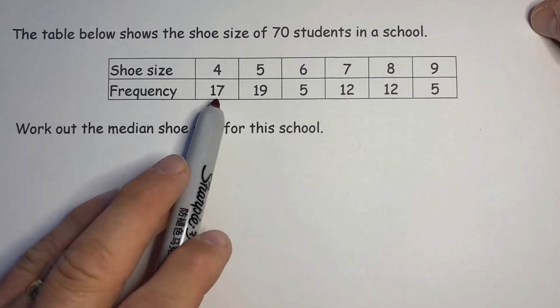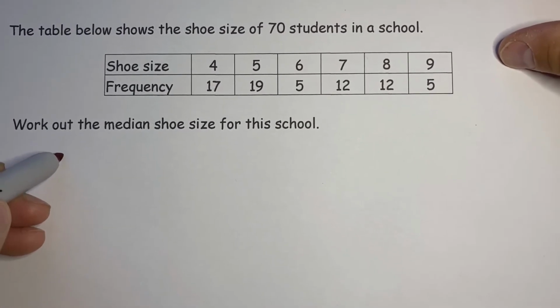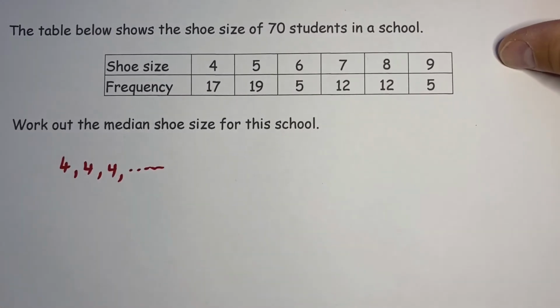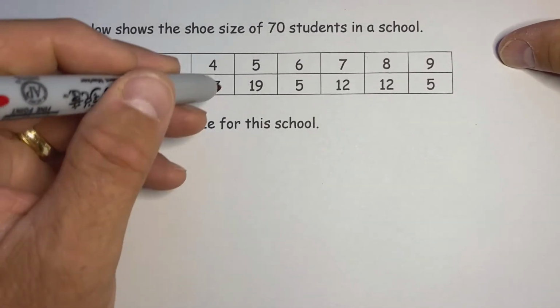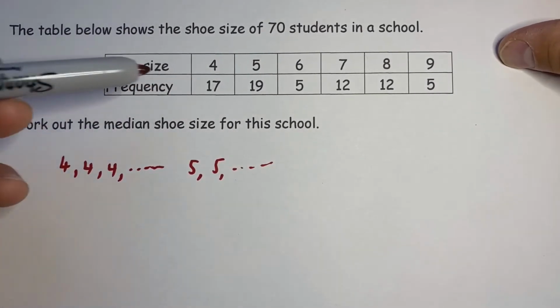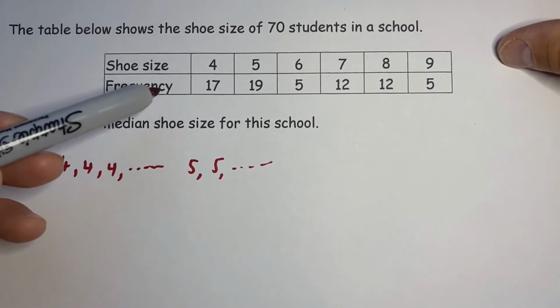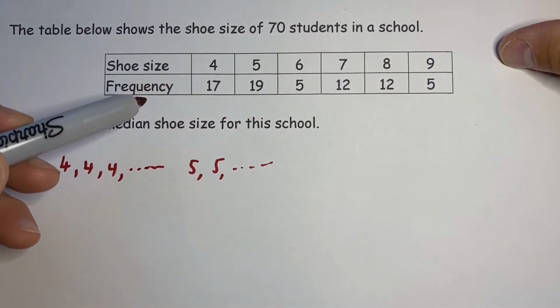Now, I could write all these numbers out. What I mean is that the shoe size of 4 occurred 17 times, but just imagine writing that out 17 times. I could then write out the value of 5, 19 times. But again, the reason why it's in a table is because as a list, it would be huge. So instead of writing that out and finding the median by looking at the 35th and 36th value, I can look at the frequencies and calculate where the 35th and 36th value will be.